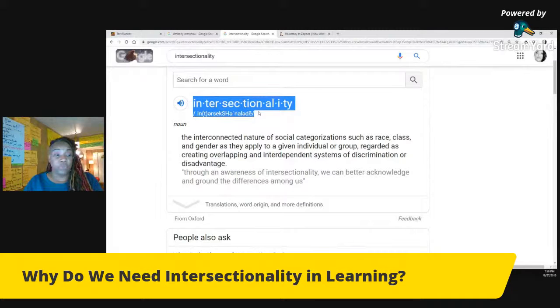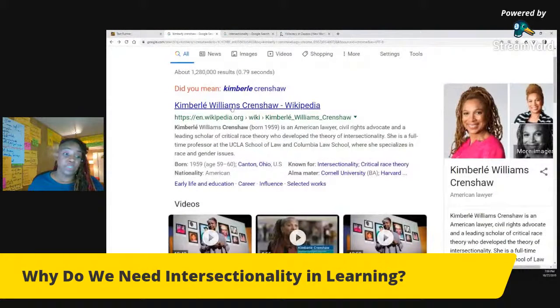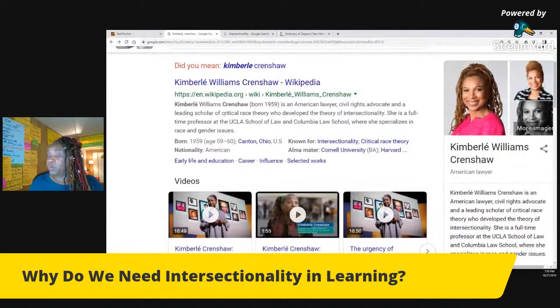You have people of different races, class, gender. Let me show you this right here. Kimberlé Crenshaw is actually the person who coined this term, intersectionality. You see a short description of her. Go look up more about her. She's a very interesting and amazing person. American lawyer, civil rights advocate, a leading scholar of critical race theory who developed the theory of intersectionality, full-time professor at UCLA School of Law and Columbia Law School, where she specializes in race and gender issues. Okay. Kimberlé Williams Crenshaw.